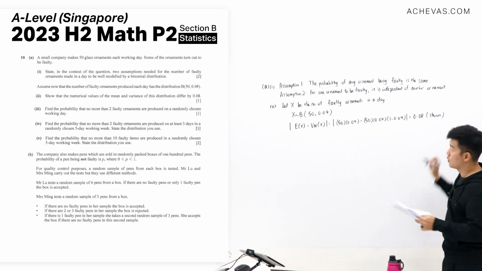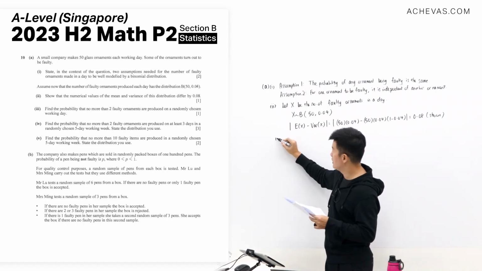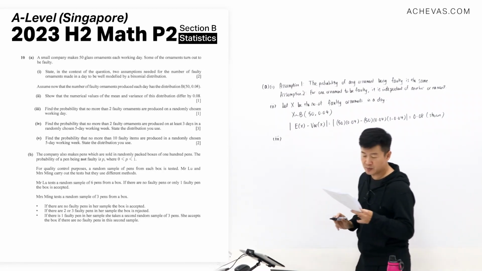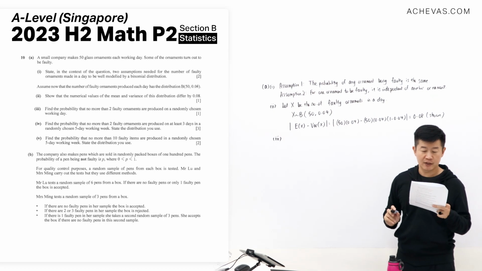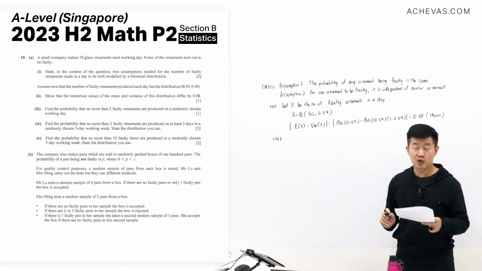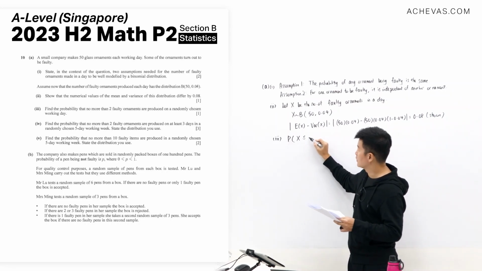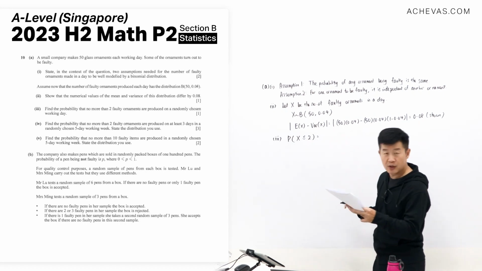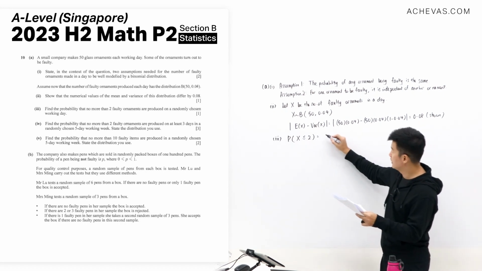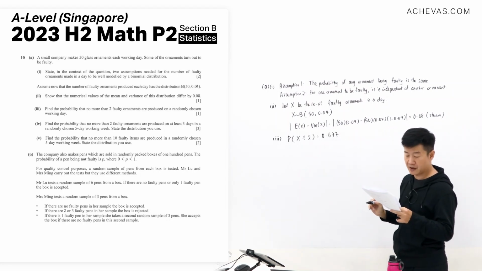Okay, this is what we are supposed to be showing for part 2. And for part 3, we are supposed to find the probability that there are no more than 2 faulty ornaments that are going to be produced in a randomly chosen day. So we are trying to find the probability that x is less than or equal to 2. We can press this directly into the calculator and that will give me 0.677. This is part 3.